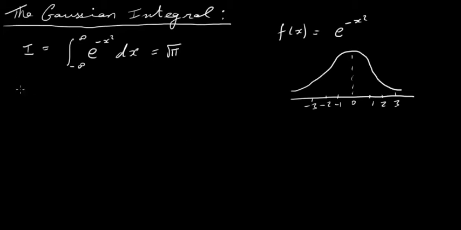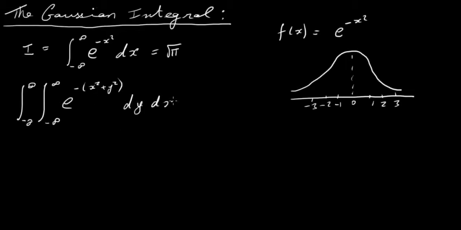Now I'm going to start by looking at this double integral from minus infinity to plus infinity, minus infinity to plus infinity of e to the power of minus (x squared plus y squared). Now we have two variables here, so we're going to have to integrate with respect to y and then x. So let's have a look at this.